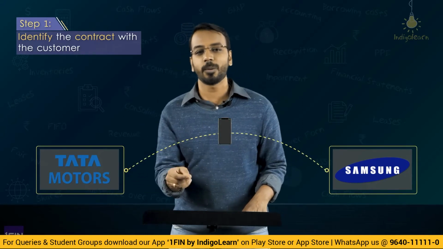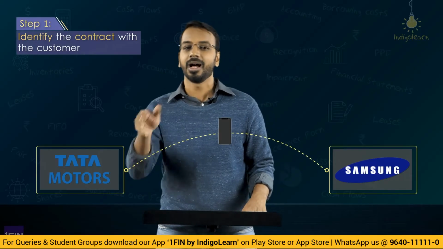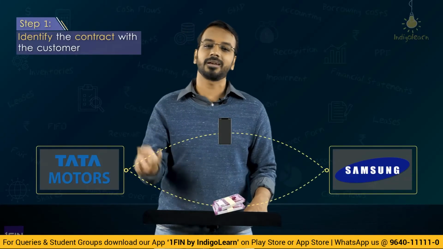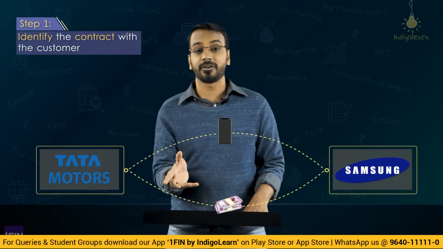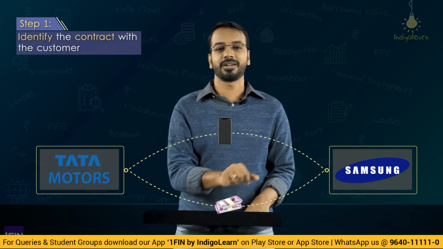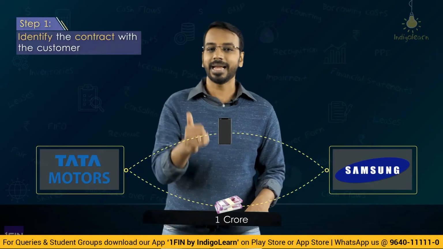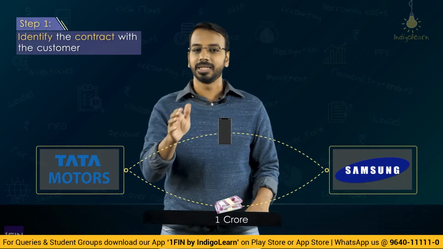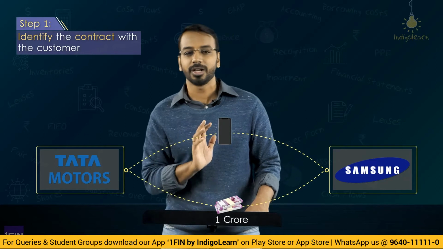It is under no further obligation to provide any more mobile phones or any more goods or services under the contract. And Tata Motors has paid the entire consideration that it has agreed upon, and this payment is non-refundable. Assume for a moment the parties finally agreed that the amount of consideration should be 1 crore. Tata Motors paid 1 crore to Samsung. In that situation, if that 1 crore of payment is non-refundable, then also Samsung India can recognize revenue to the extent of that 1 crore.